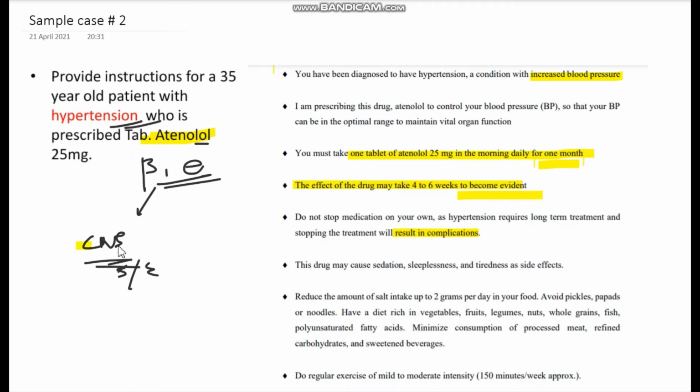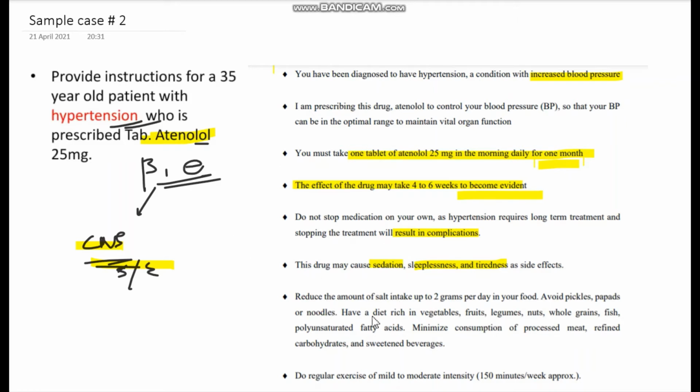Now, the specific side effect of beta blockers, as I told you, is sedation, sleepiness, and tiredness, which you will inform the patient that this might cause minor degree of sedation and sleepiness. Do not worry about that, but definitely take care when you're driving. Maybe don't drive, or take care when you're driving in such a situation. When you've just taken the drug, maybe don't even try to drive.